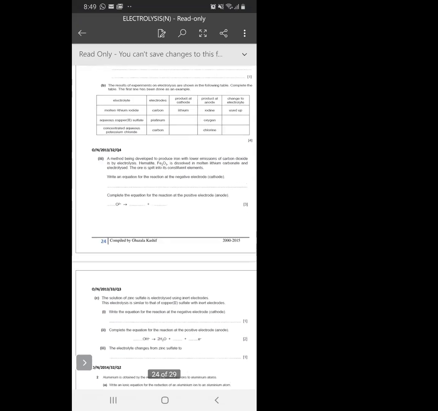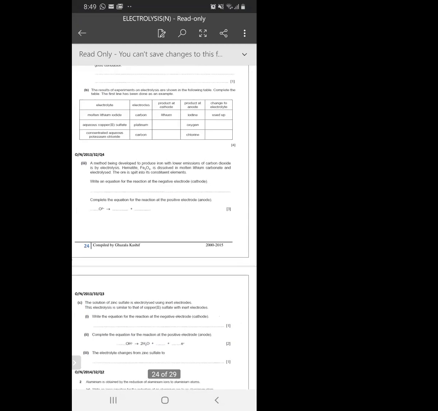A method being developed to produce iron with lower emissions of carbon dioxide is by electrolysis. Hematite, iron(III) oxide, is dissolved in molten lithium carbonate and electrolyzed. The ore is split into its constituent elements. Write an equation for the reaction at the negative electrode.